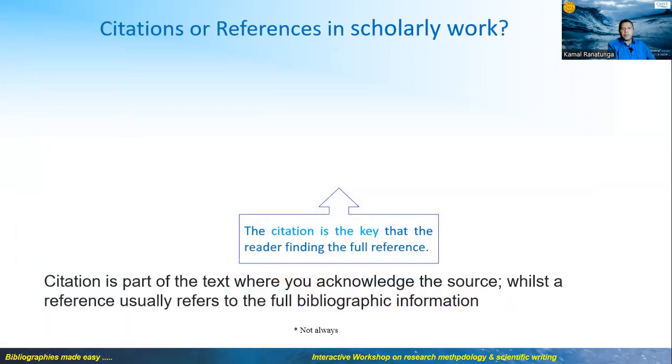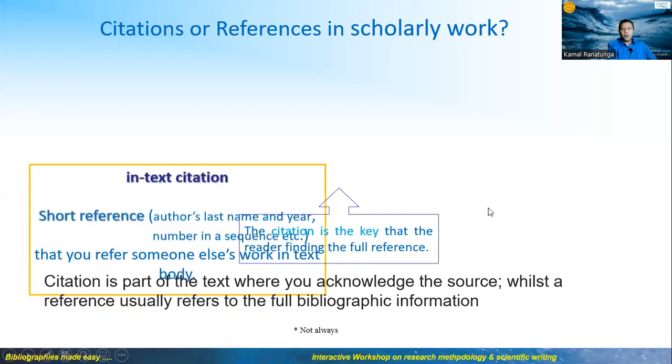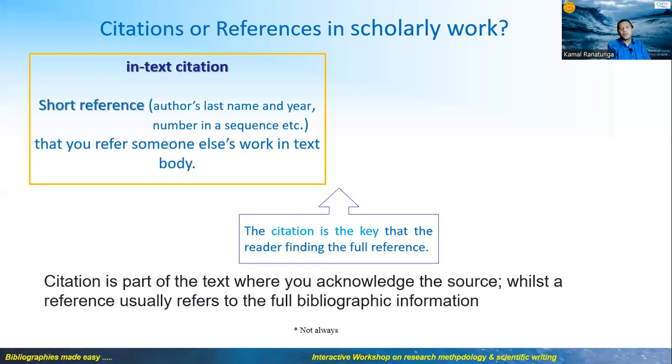What does this really mean by citation or references, especially in scholarly work? There are actually two components in a reference or a citation. The first one is the in-text citation. That is the citation that you will have in the body of the text. In many cases, it's the author's last name and the year of publication; we call it the author-date system. So that is the in-text citation.